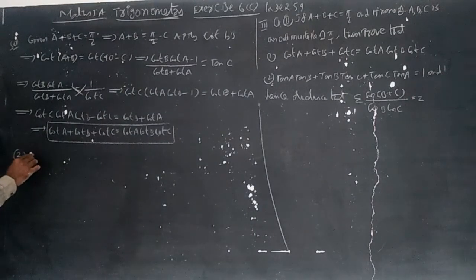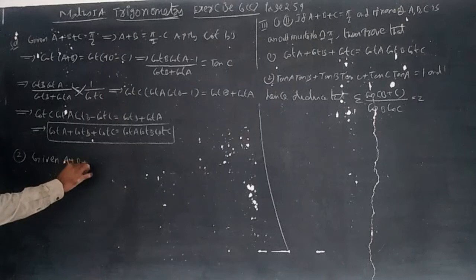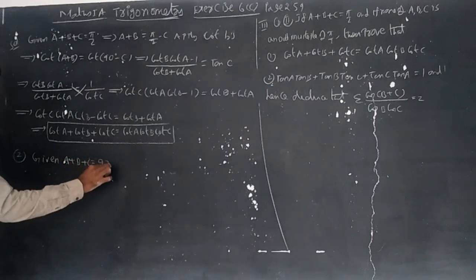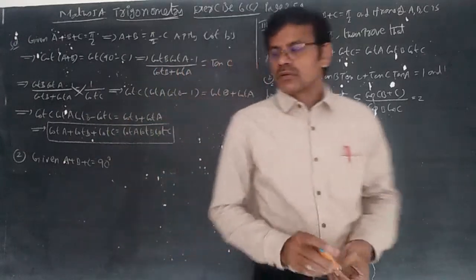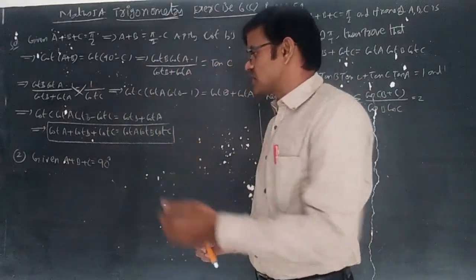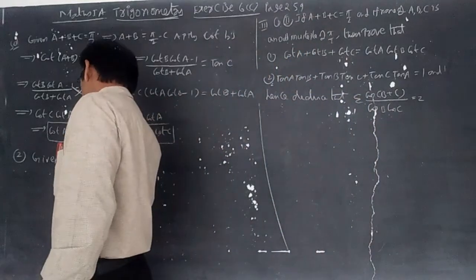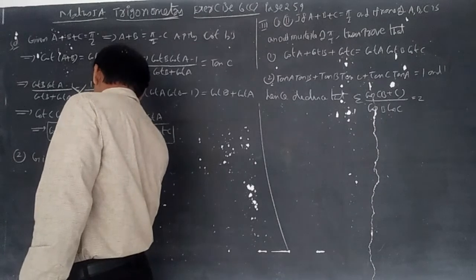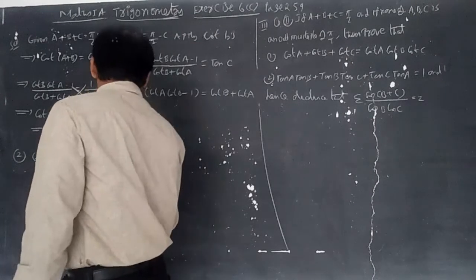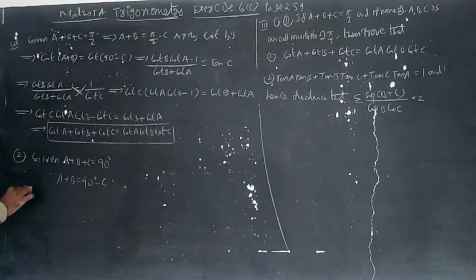Second one, take the value given, a plus b plus c is equal to 90 degrees, that is pi by 2. In a similar way, c taken to this side, a plus b is equal to 90 minus c, we can write a plus b is equal to 90 minus c, and applying tan on both sides.